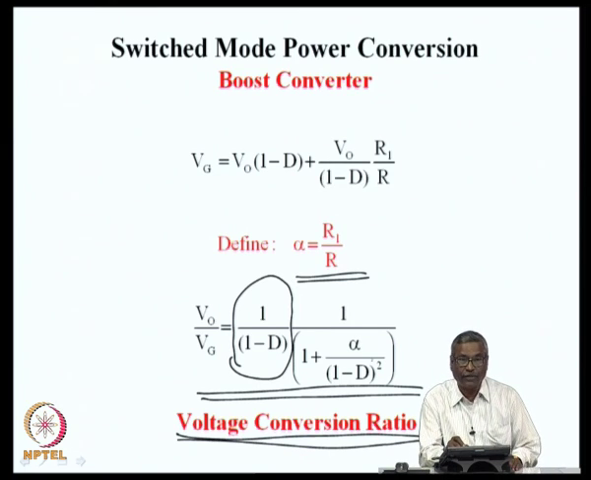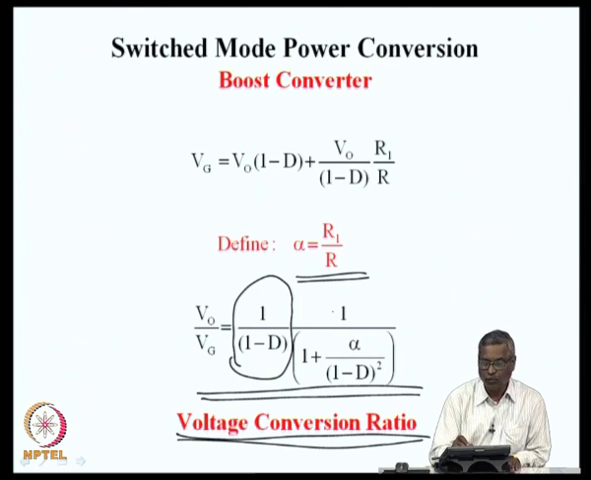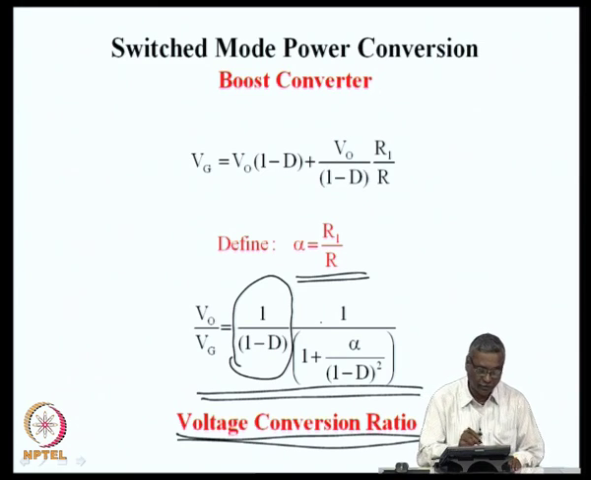This correction factor you can see is 1 by 1 plus alpha by 1 minus d whole square. This correction factor will be less than 1, because what you see is 1 by a quantity in the denominator. Denominator has 1 plus all positive quantities. So, this correction factor will always be less than 1.